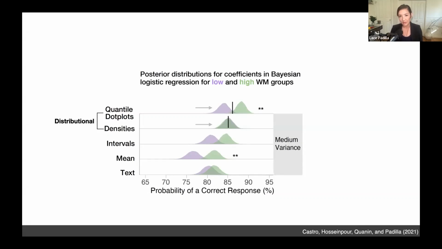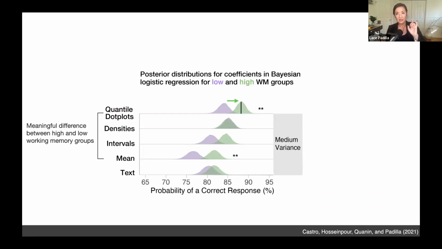Yep. The next thing I want to point out is that there's actually a meaningful difference between individuals in high and low working memory groups for the quantile dot plots and for the means. Let me interpret the first one for you. So this here is the people who had high working memory capacity with the quantile dot plots. They performed better than everyone else, significantly better than those with low working memory capacity. They're just doing the best, which is really interesting.